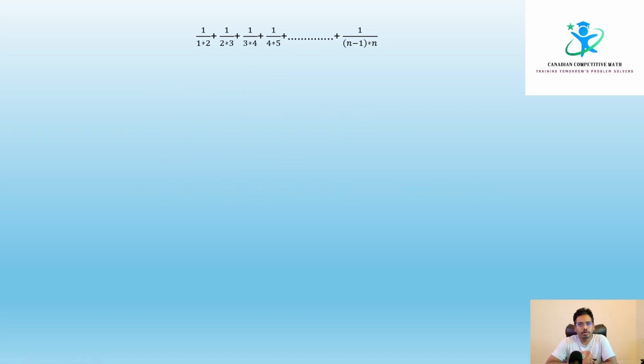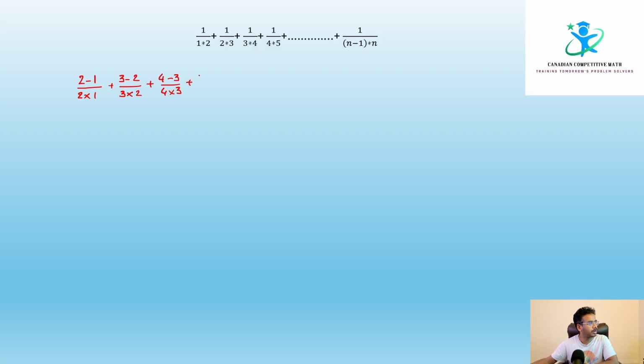Hope you have tried to solve this on your own and come up with an elegant solution here. If not, let us look at the trick that is behind this elegant solution. So how can we write the first term? The first term, 1 by 1 times 2, we can write as (2 minus 1) by (2 times 1). The second term we can write as (3 minus 2) by (3 times 2). The third one we can write as (4 minus 3) by (4 times 3).